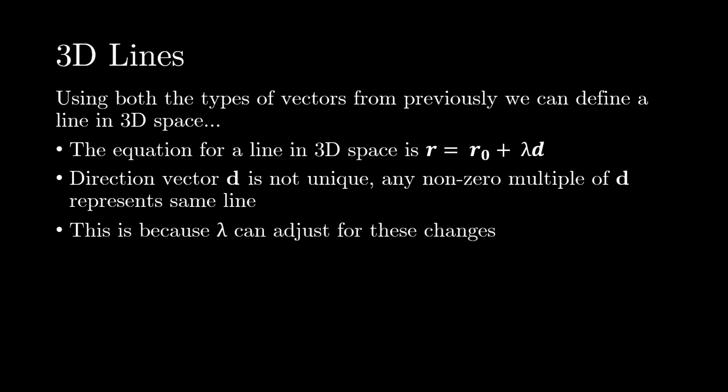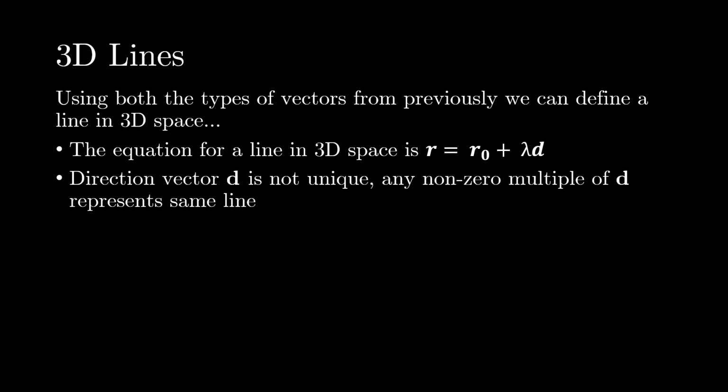Now let's dive deeper into the equation that we just introduced. So we have r on the left-hand side. This represents a general point on the line. Then we have r0, and this represents the position vector of a specific known point on the line. And it can be any point. Then we have lambda, which is the scalar which scales the direction vector d. And then of course we have the direction vector d, which helps us define how the line looks in 3D.